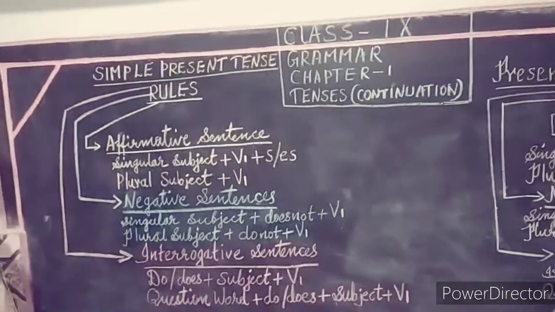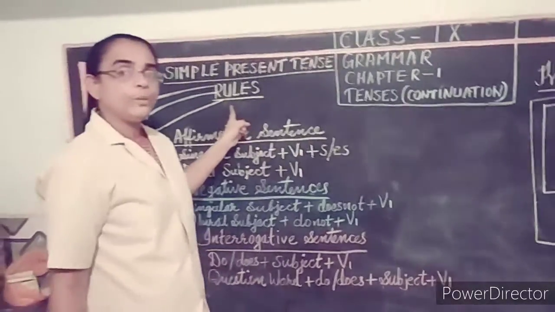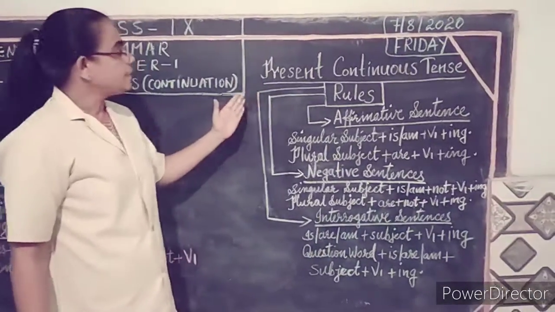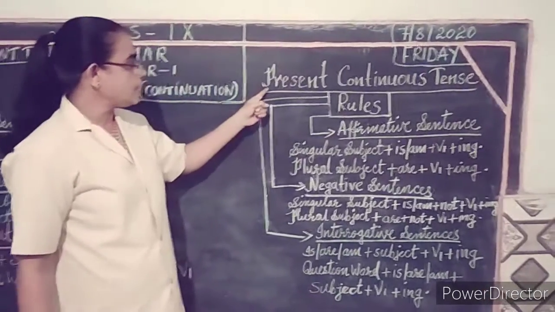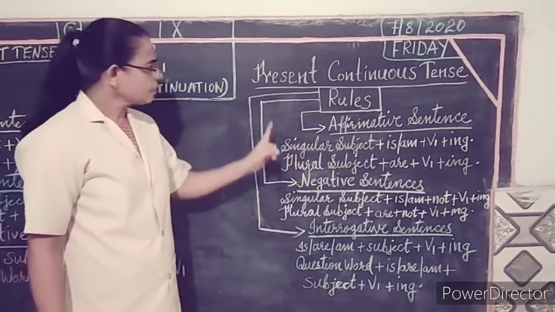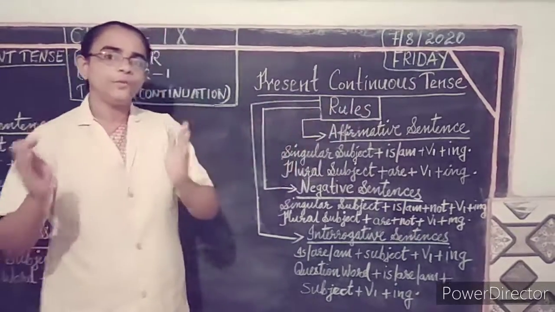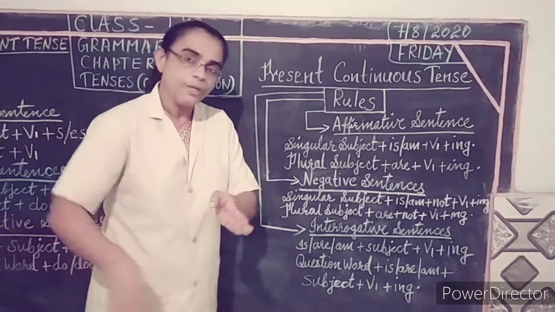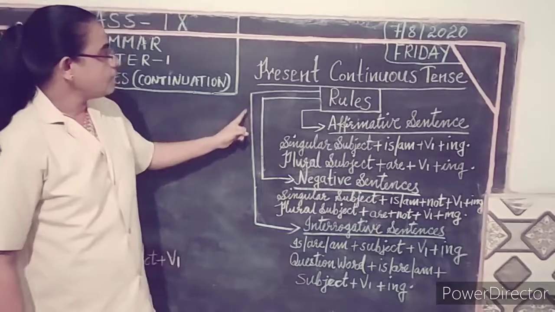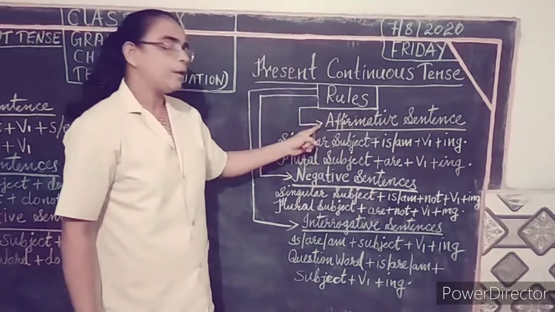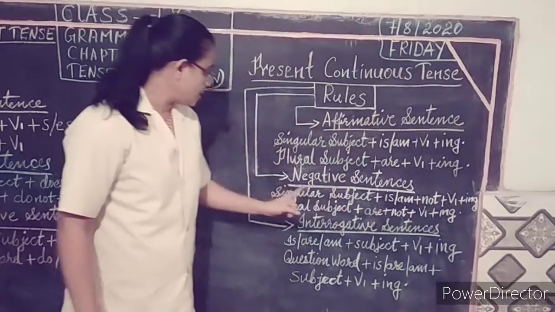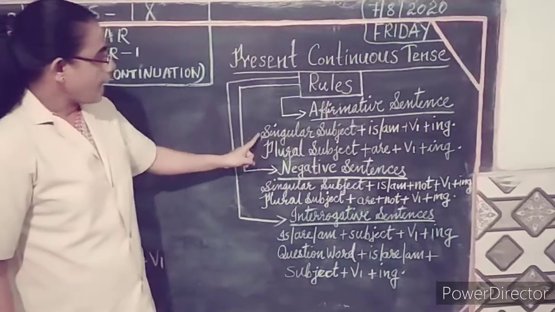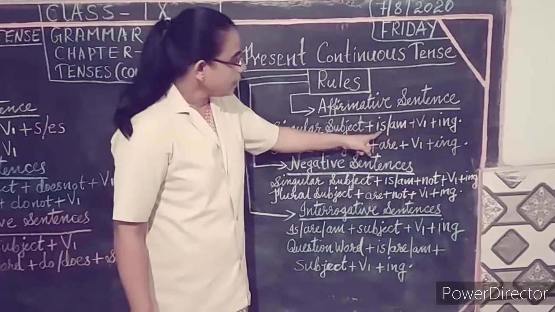So that's all about the simple present tense when we look into the rules. Now let us also learn today the second part, that is present continuous tense. Present continuous means the work or the action that is in progress. It's going on now. So in that case, what are the rules that we have to use with affirmative sentences, negative sentences and interrogative sentences? We have to use with the singular subject is or am.